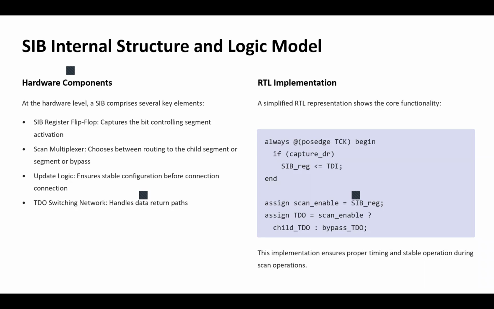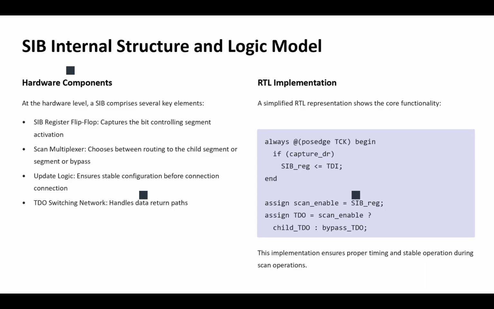So the SIB register is a 1-bit flip-flop that stores the value either 0 or 1 that indicates whether the segment is enabled or bypassed. That flip-flop is a basic memory cell, and when scan data is shifted into this SIB, this flip-flop holds the control bit. So 1 means the segment is enabled, 0 means the segment is bypassed. This bit is usually loaded during the shift-DR phase, the data register phase of the JTAG operation.